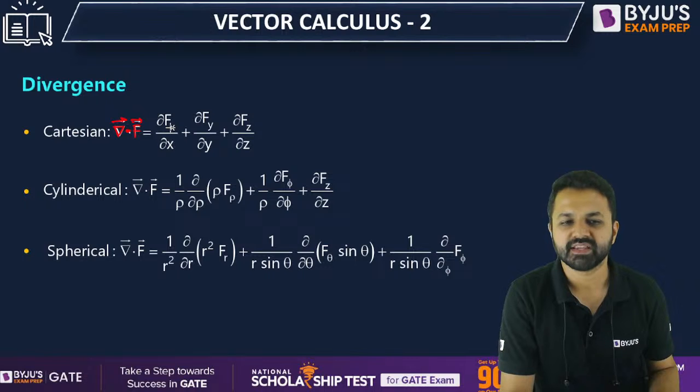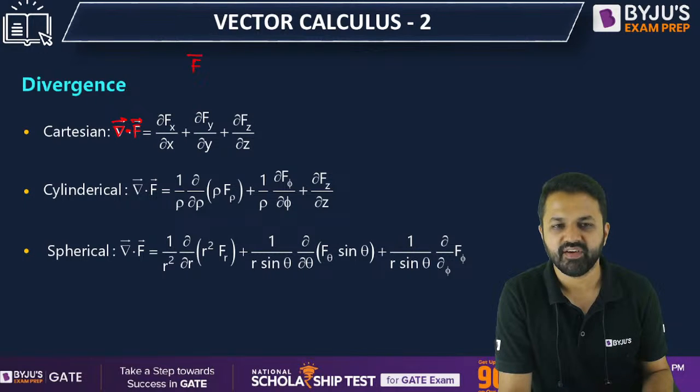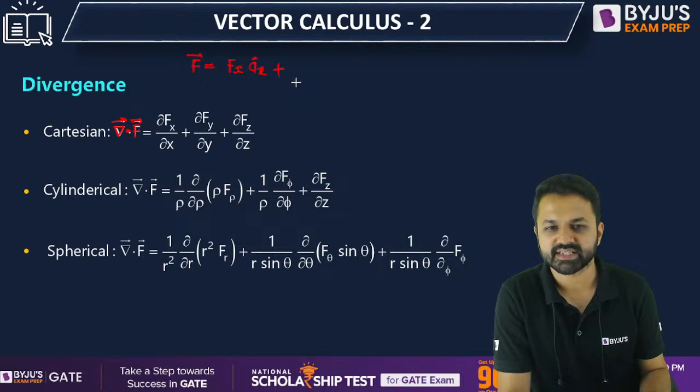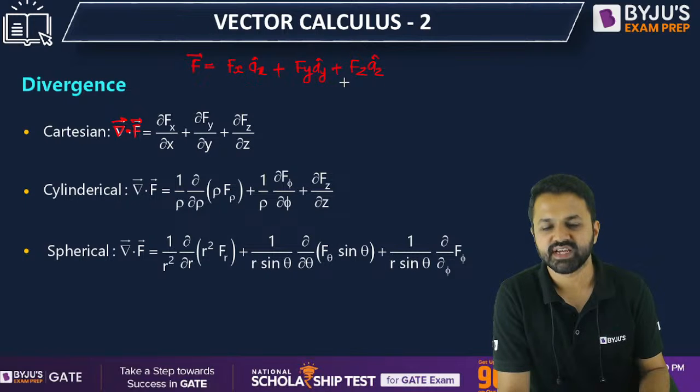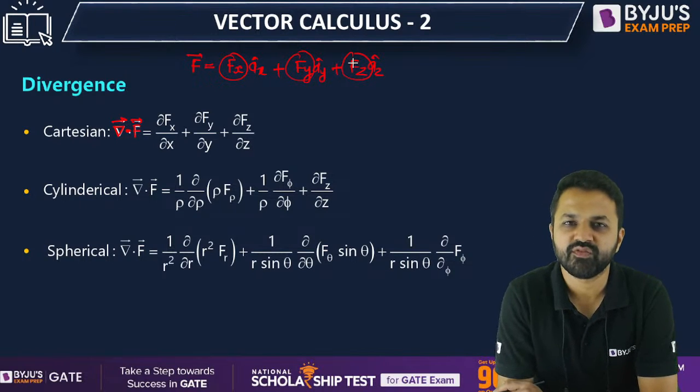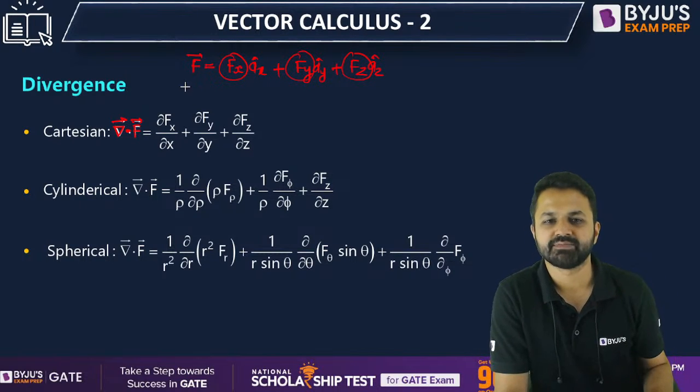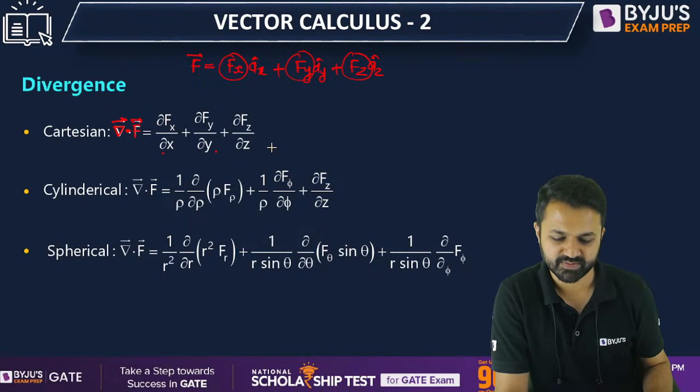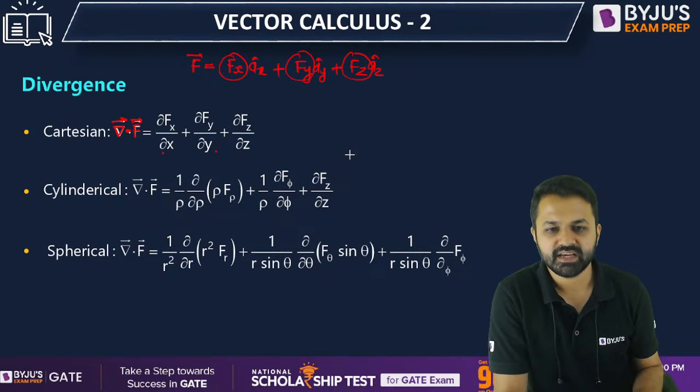Because you are representing the vector in the Cartesian coordinate system, the vector has magnitude Fx in the direction of x, Fy in the direction of y, and Fz in the direction of z. So these are the coefficients. Take the coefficients of the vector and differentiate with respect to x, y, and z. Similarly, the vector is F.